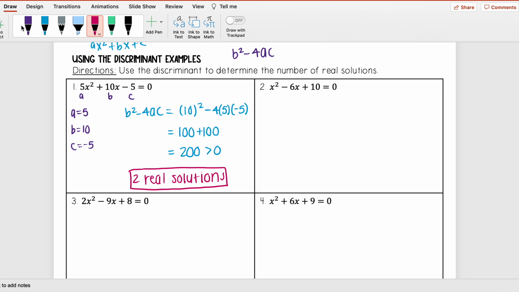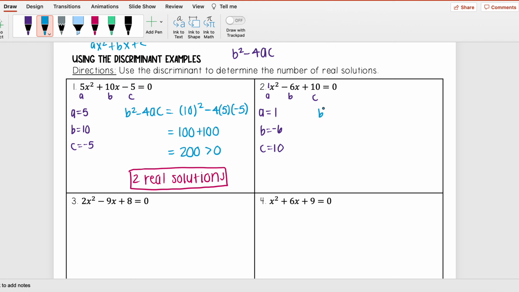Okay, let's try another one. So my first step is label my a, b, and c. So I know a is the number in front of x squared. Here, since there's not a number in front of it, there's really an imaginary 1. So I want to put a 1 there, or an invisible 1. B is the number in front of x, so b is equal to negative 6. And then c is equal to 10.